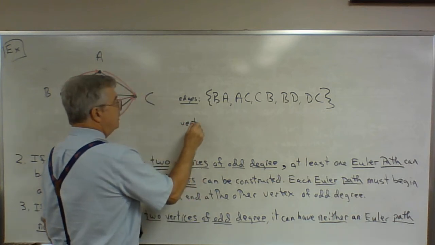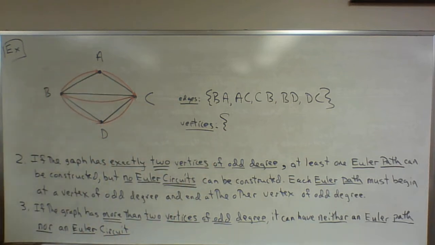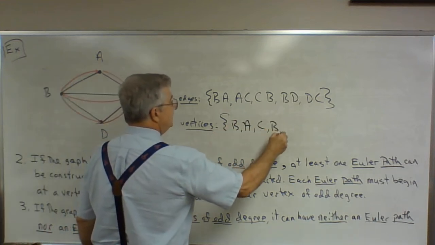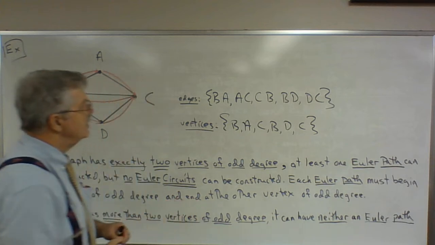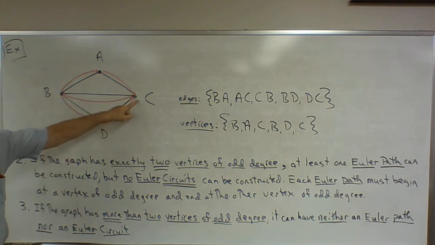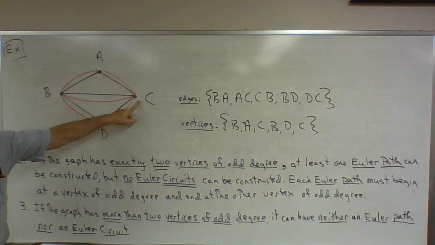And if we're characterizing the graph by the sequence of vertices, then we're going to go B to A to C to B to D to C. B, A, C, B, D, C. We started at vertex B. We went to A. We went to C. We went to B. We went to D. We went to C. We started at one vertex of odd degree, and we ended at the other vertex of odd degree.